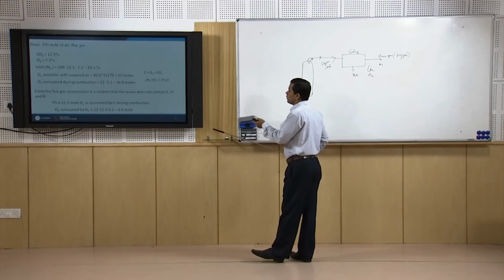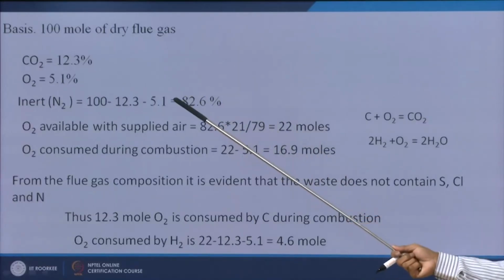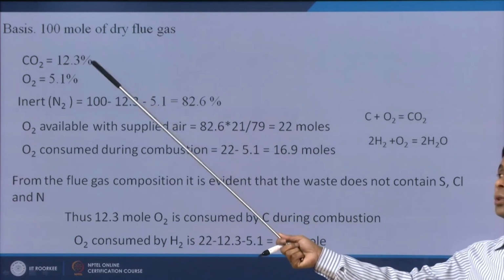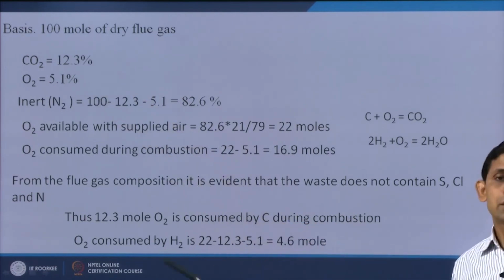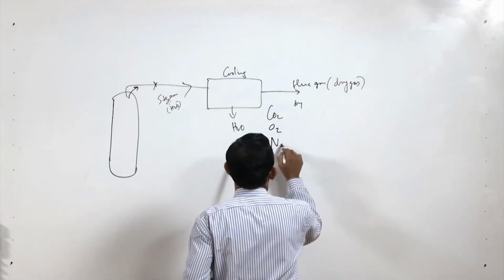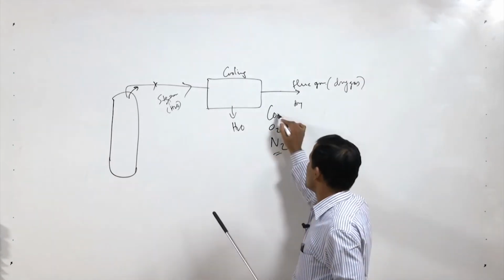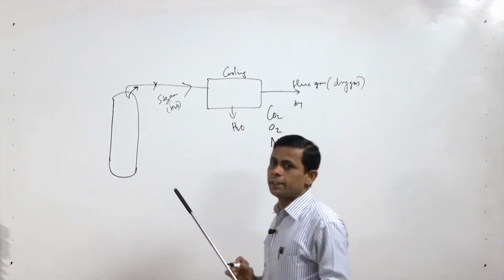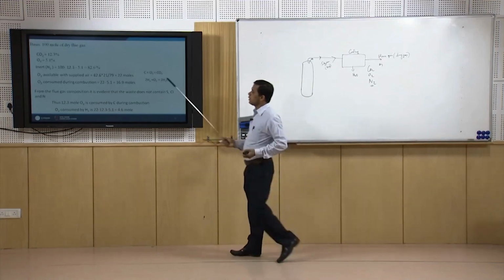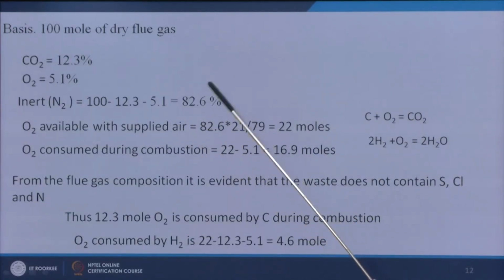Okay. So, the basis is 100 moles of dry flue gas: 12.3% CO2 and oxygen is 5.1%. What is the rest? The rest will be nitrogen, which comes from air. So CO2, O2 and nitrogen are present, which gives us 100. So, 100 minus 12.3 minus 5.1 is equal to 82.6% nitrogen.